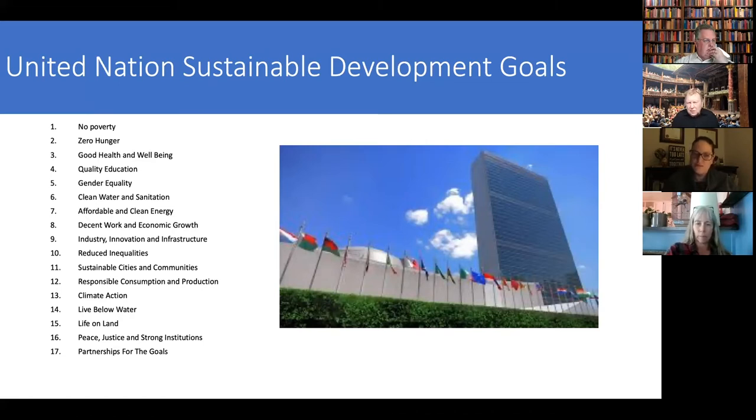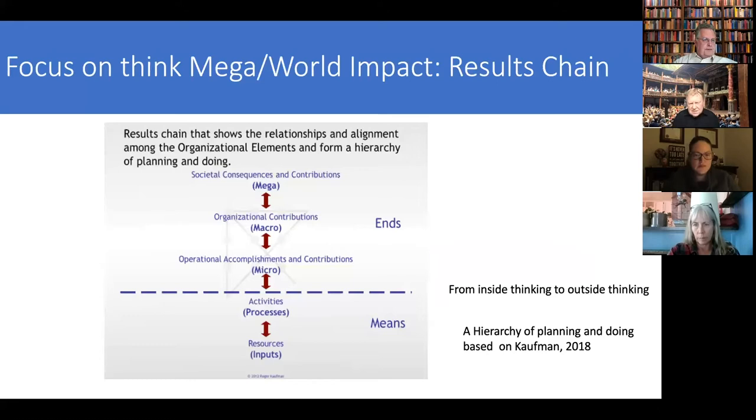I do a lot of work with the State Department, and they try to say, what can we do to improve hunger? What can we do to improve education quality? What can we do about corruption in countries? So they have more lofty goals. This is Roger Kaufman's inside-out approach. We should be looking at ends as opposed to means. So always go to the ends first.